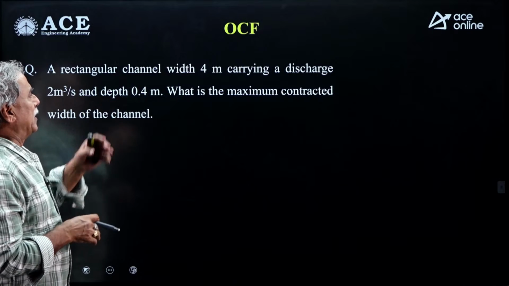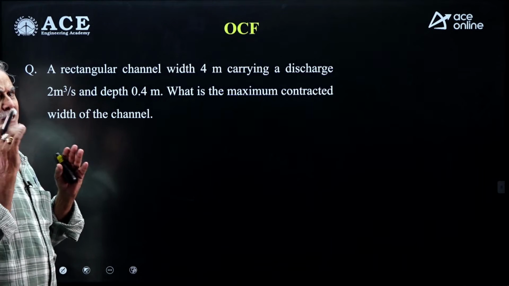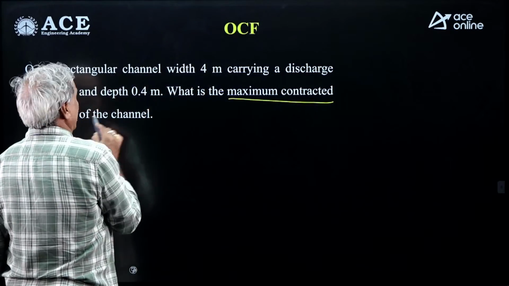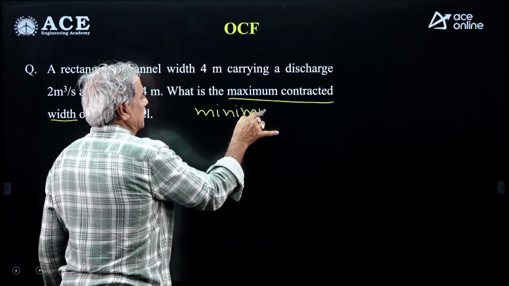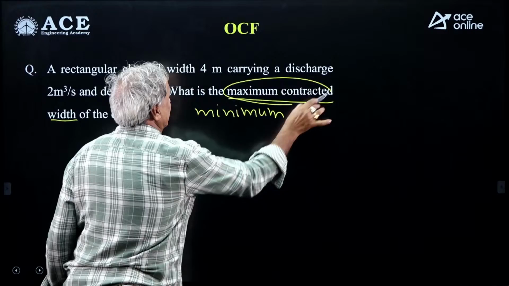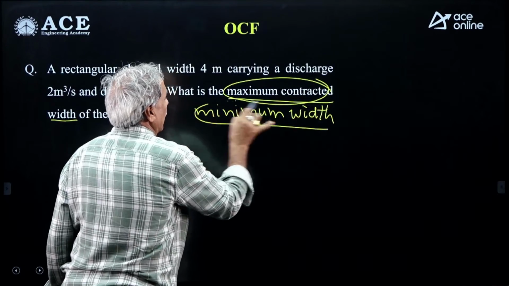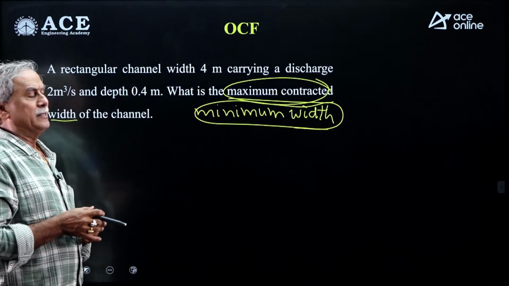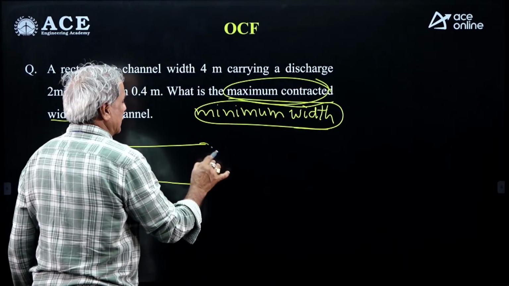One more question is given in open channel flow. It is on the canal transition. Some students have sent that it is the maximum contracted width. Some other people said minimum width. Both are correct. When the contraction is maximum, obviously width will be minimum. So we don't know what is the exact way they have given. Let us see the plan.